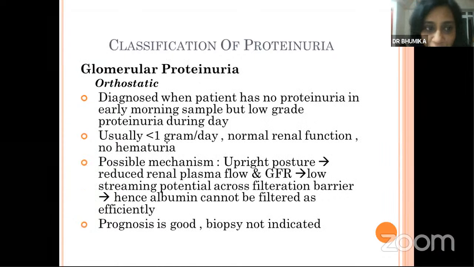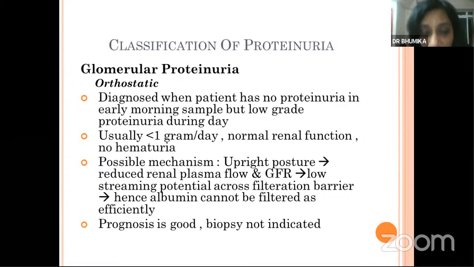Orthostatic proteinuria is diagnosed when a patient has no proteinuria in the early morning sample, but over the day tends to show protein in urine. Usually it is less than 1 gram per day. The patient will have normal renal function and the urine examination will not have any hematuria, that means they will not show any RBCs. The possible mechanism of orthostatic proteinuria is that when a person stands upright, there is a reduced renal plasma flow and GFR. There is a low streaming potential across the filtration barrier.